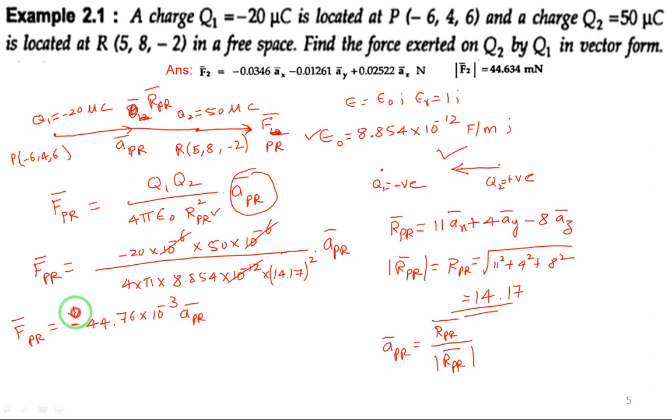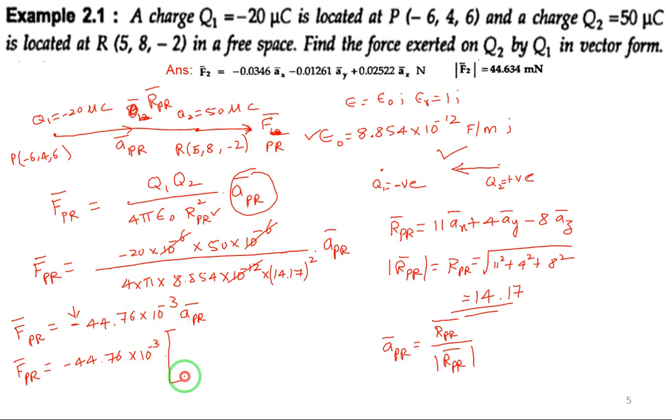You can observe the negative sign here, meaning the direction of force should be reversed, because it is attractive force already, as I have told previously. This negative sign indicates that the direction of force I assumed in the diagram should be reversed, meaning it is attractive force, not repulsive force. Next, we will substitute APR here. FPR is equal to minus 44.76 into 10 power minus 3.